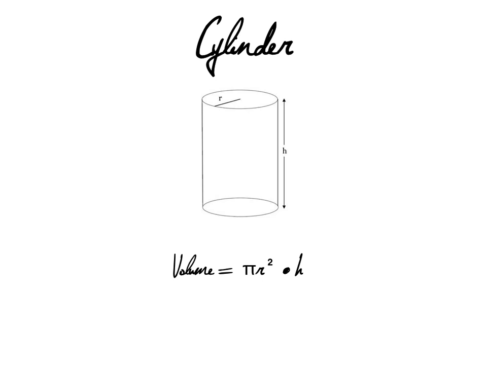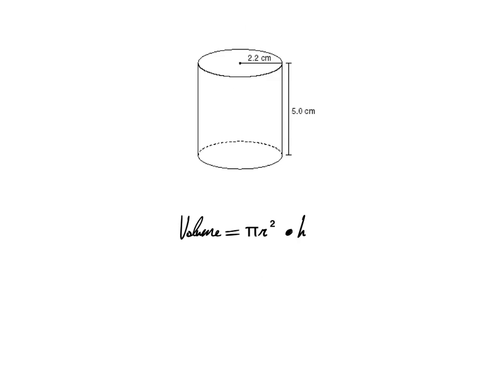So let's try it with some real numbers here. So we've got 2.2 for our radius, 5 for our height. Go ahead and plug that in. So there is our base, our circle, which is pi times radius squared. So pi times 2.2 times 2.2. And then we take that and multiply it by our height of 5. So we find the area of our circle and multiply it by that height.